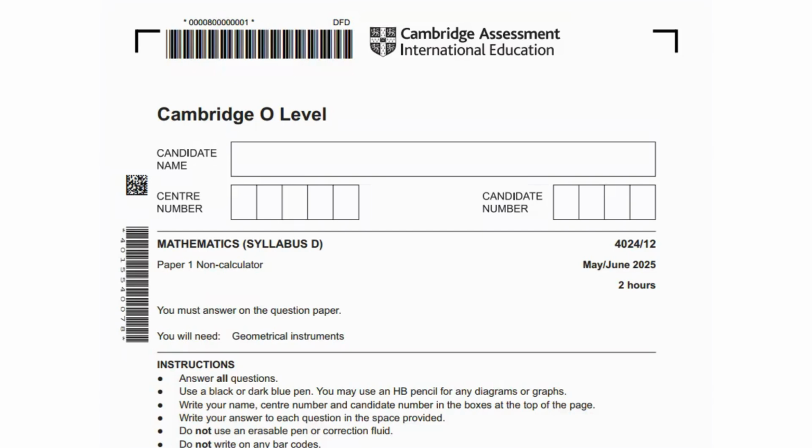Today we are doing the O-level maths paper for May June 2025. This is paper 1, the second variant. This is the non-calculator paper. I'll be uploading the videos for paper 2 with the other variants as well. Let's start with this one and see how easy or difficult this one was.